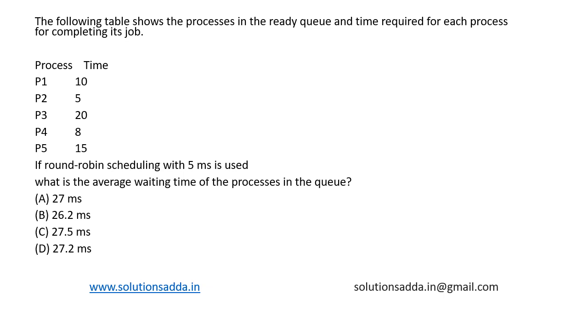This is a question from operating system. The following table shows the process in the ready queue and time required for each process for completing its job. This is the process and this represents the time. If round robin scheduling with 5 milliseconds is used, what is the average waiting time of the process in the queue? And 4 options are given. Let's try to solve it.